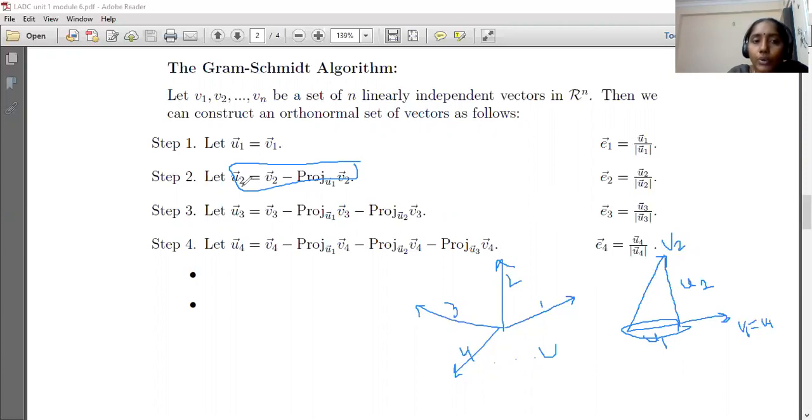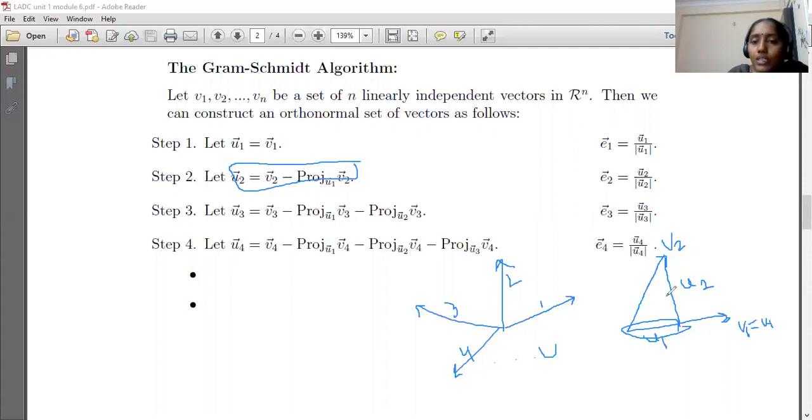Based on that, U2 becomes V2 minus the projection of V2 on U1. Here we simply write the formula for this. The projection of V2 on U1 is V2 bar dot U1 bar by modulus of U1 bar whole square, into U1. Then simply substitute this projection value here, and you will get U2. After finding U2, you can find the orthonormal vector of U2 just by dividing U2 by its length, that is U2 by modulus of U2.